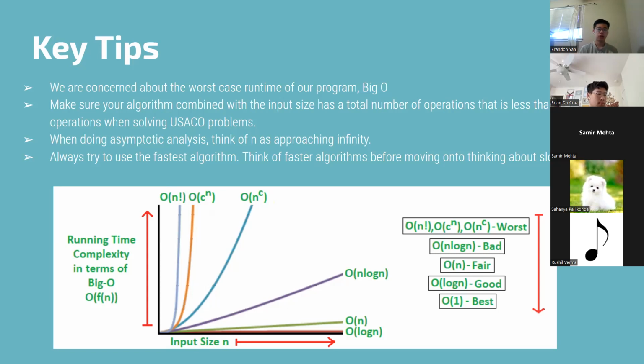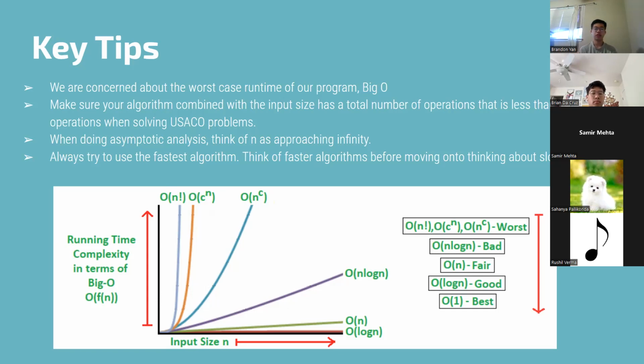Okay, so when you're doing asymptotic analysis, which is your way of looking at a function and determining its worst case time complexity, think of n as approaching infinity. So you can't just say, oh, n equals 1, so this function could end early if n was 1. You can't think of it like that. You have to think of n as being a very large number whenever you're analyzing these functions.